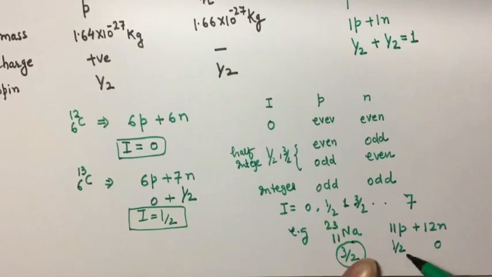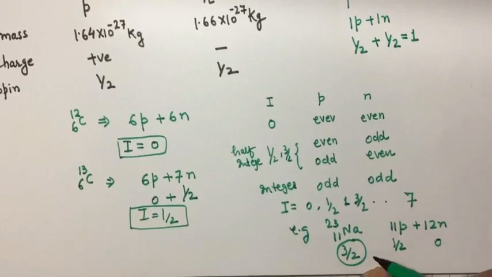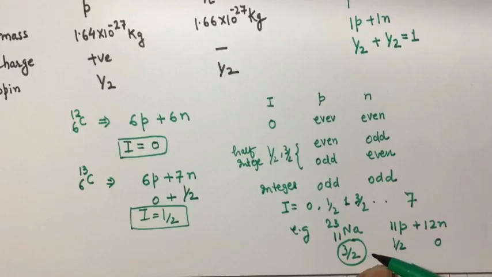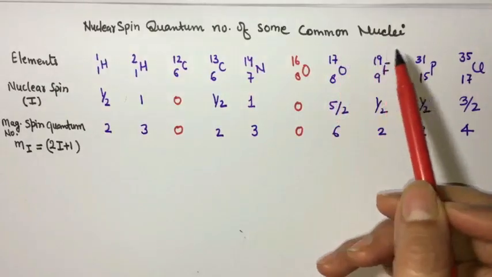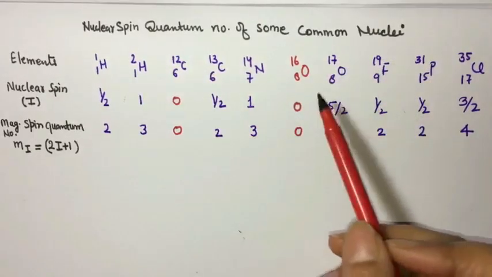Therefore, it is to be understood that these I values theoretically cannot be calculated. These are experimentally determined by the intensity ratio which is observed from the hyperfine structure. Here, the nuclear spin quantum number of some common nuclei is presented.